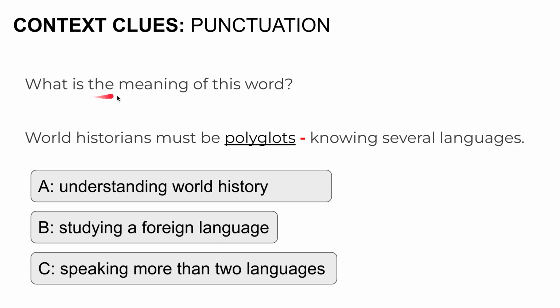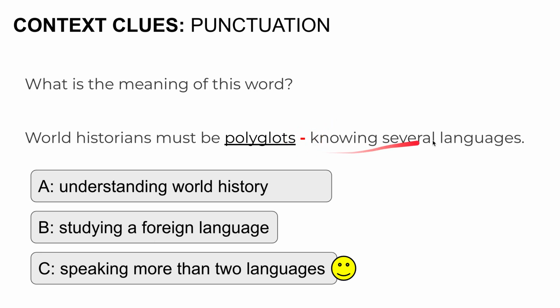Let's do a punctuation context clue exercise. Let's try to guess the meaning of this word. World historians must be polyglots, hyphen, knowing several languages. Does polyglots mean understanding world history, studying a foreign language, or speaking more than 2 languages? Take 3 seconds to guess. Okay, if you guessed C, speaking more than 2 languages, you're correct. A polyglot is a person who speaks several languages.